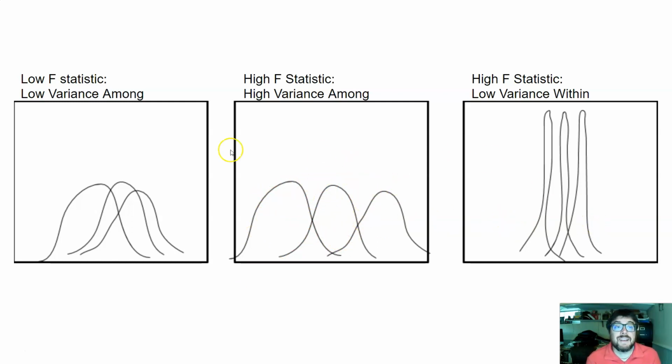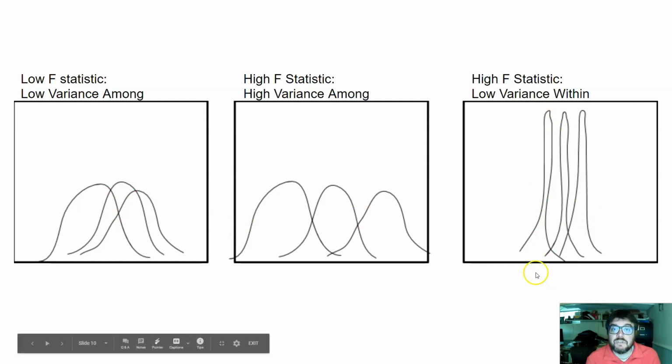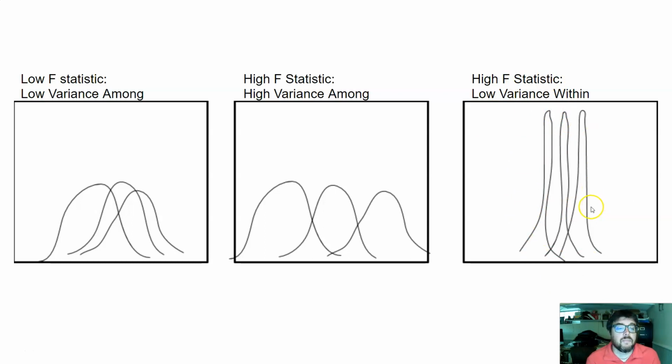This data set, on the other hand, has less variation than this one because the centers of each distribution are in the same locations as here, but now there's less variation within each group. And so that means there's going to be a high F statistic because the variance within got small.